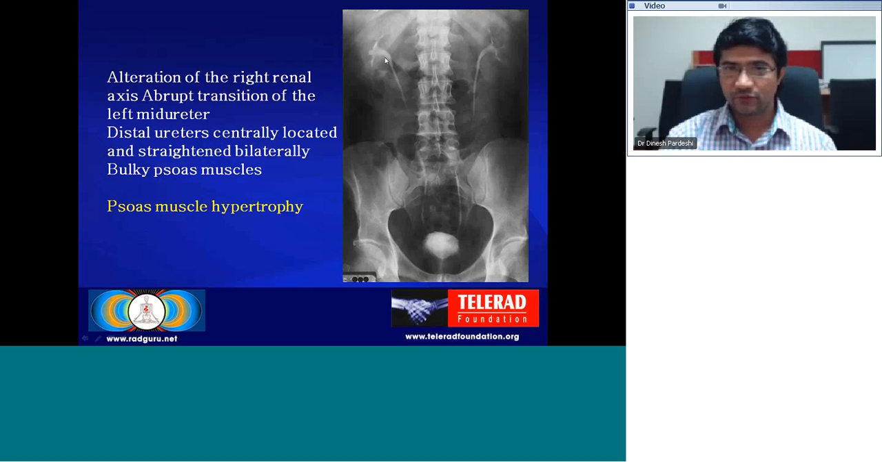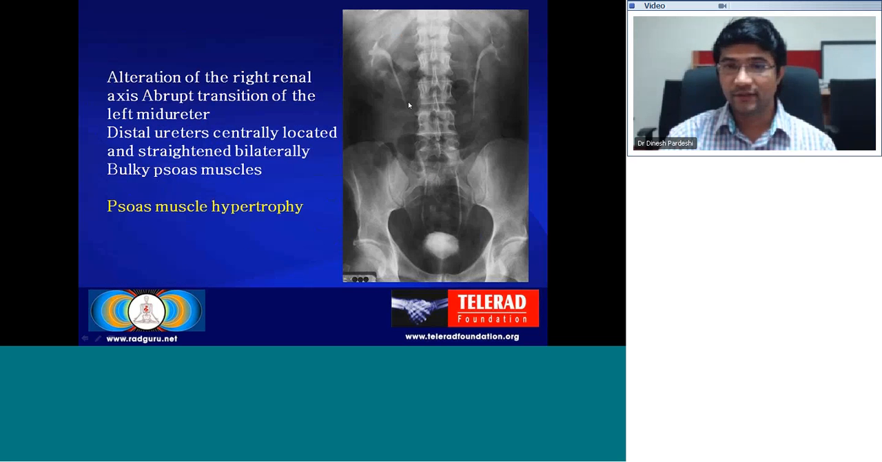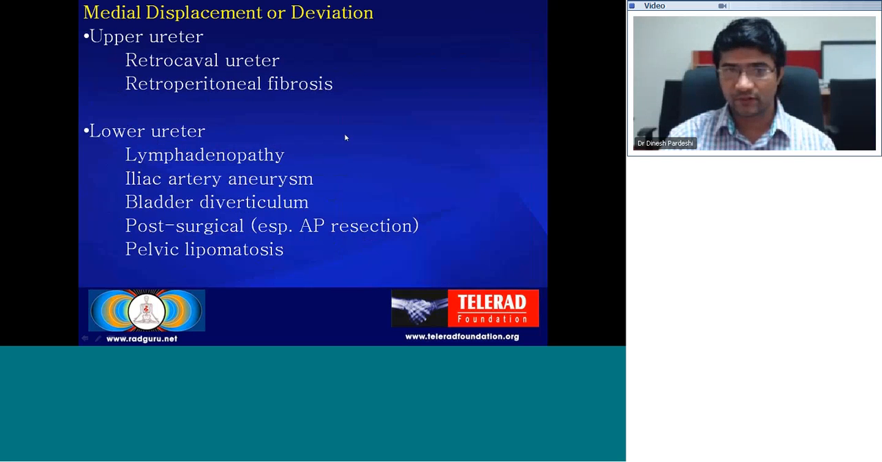As I told you, the normal course of ureter, here we see instead of going laterally along the lateral margin of the inner margin of the pelvis, the ureter is seen coursing more medial, not the right but the left also. So when the ureter courses medially like this, or when definitely the ureter is lying over the pedicle of the lumbar vertebrae, or when the interureteric distance is less than 5 cm, then we should suspect the medial deviation of the ureter. And there are many causes for medial deviation of the ureter. It could be due to the retrocaval ureter or retroperitoneal fibrosis or multiple causes as mentioned here.